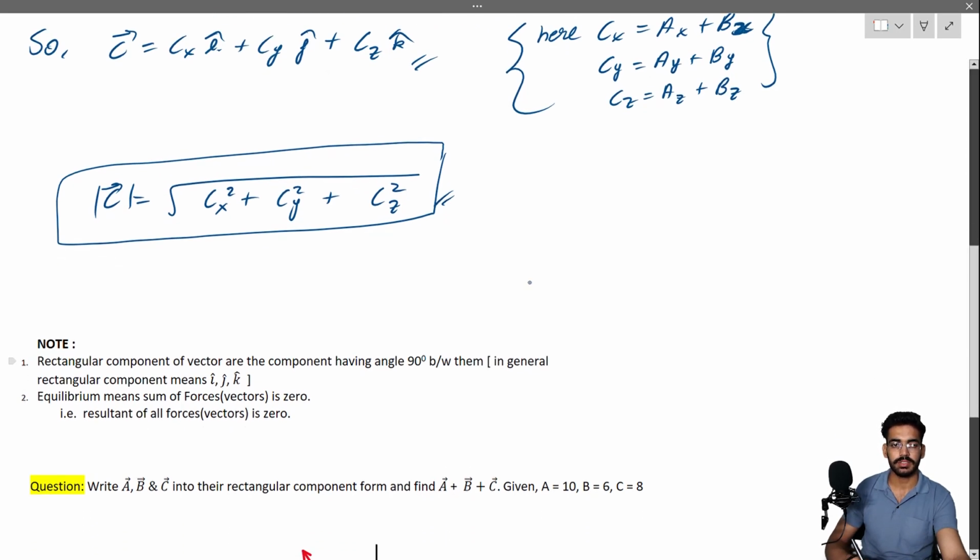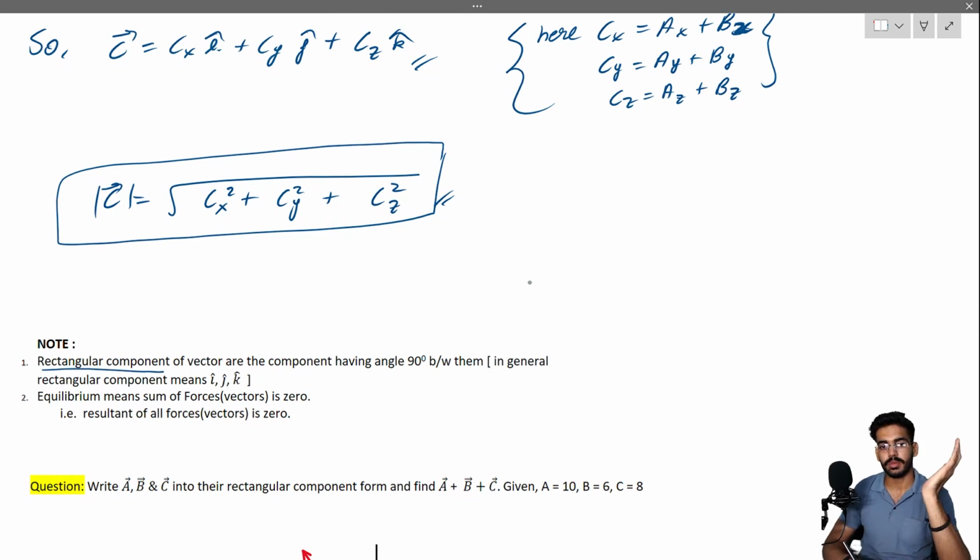Now he is defining the next term, that is rectangular components. So what are rectangular components? Take any three axes which are perpendicular to each other. All three should be perpendicular to each other. In general, when we solve, we take axes which are perpendicular. We know x axis, y axis and z axis are all perpendicular to each other, so along those we can take i cap, j cap and k cap. That's how you can solve.